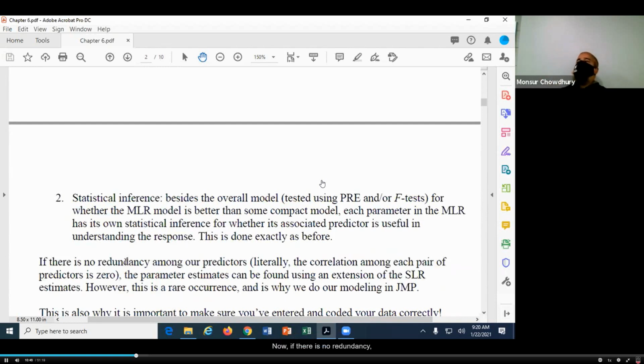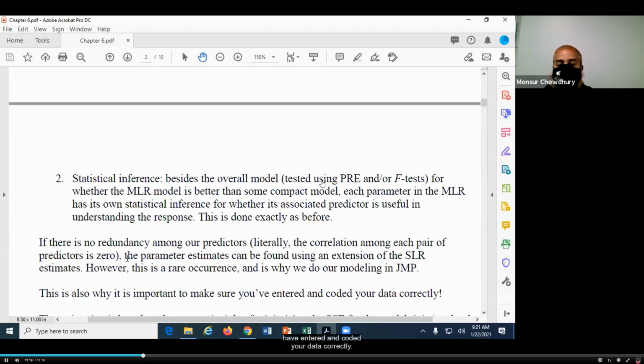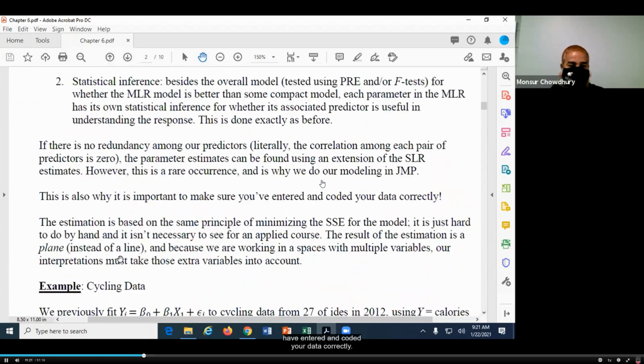Now, if there is no redundancy, what does it mean? It means that if there is no correlation between the predictors, the parameter estimates can be found just by extending the simple linear regression. But in reality, we don't see that there is no redundancy. There is still some correlation. So we cannot extend the simple linear regression just by adding the parameter estimates. So that's why we need to make sure that you have entered and coded your data correctly.